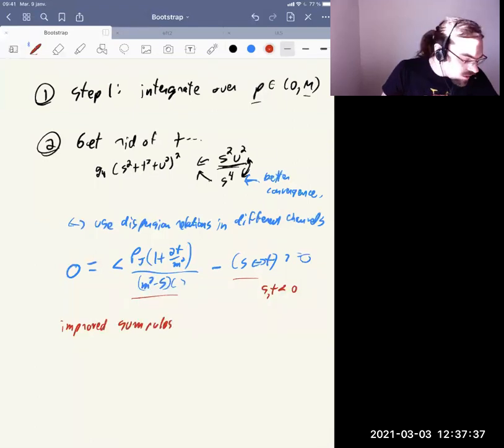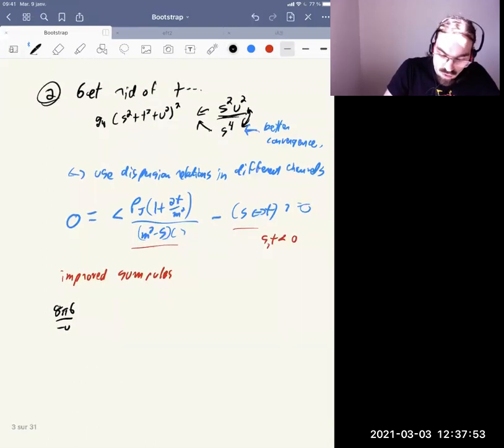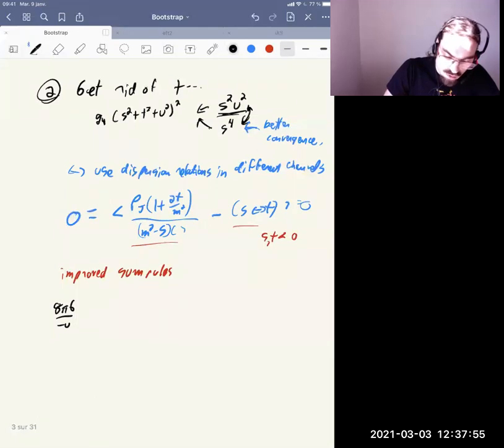So let me show you what they look like. This improved sum rule on the left-hand side is going to only have a finite number of couplings. So you get precisely the following. We have eliminated everything that has a U^4 or more. Sorry, U^2 and higher. So we have this plus 2G2U minus G3U equal. So the left-hand side is exact.